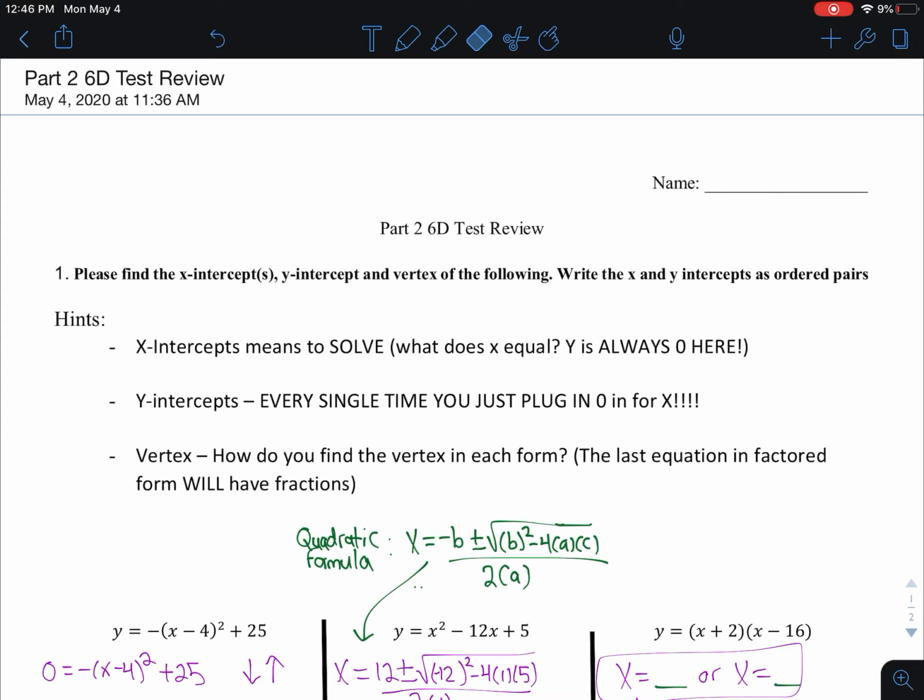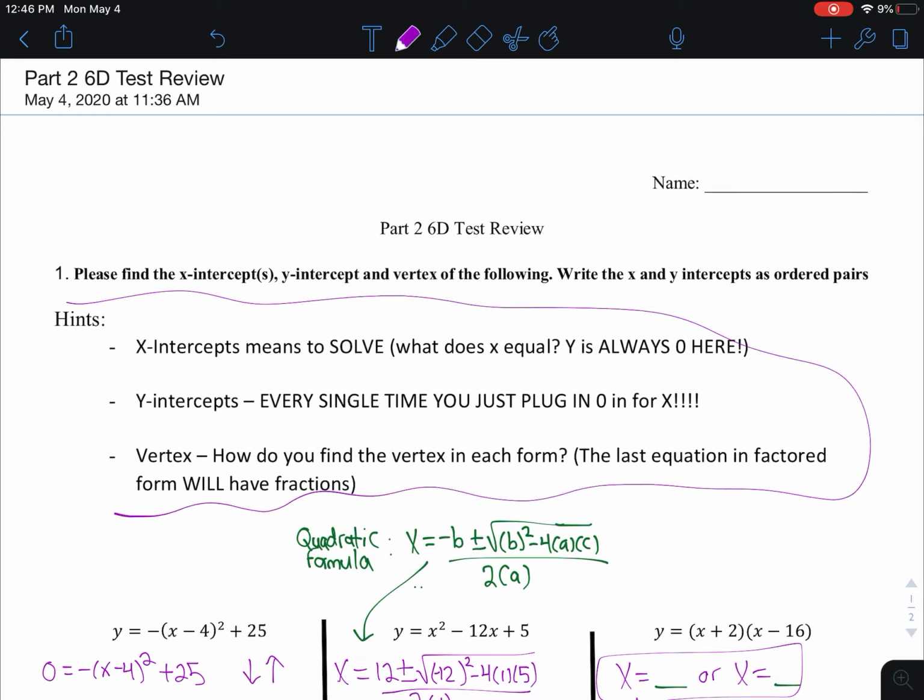This is a video for part 2 of the test review. Again, this is going to be like the second part of your test, just different numbers. What you're going to have to do is find x-intercepts, y-intercepts, and the vertex in all three forms. Now again, if you need a little bit more help, you can read these hints right here. I'm just going to go ahead and give you a head start in some of the questions and give you ideas of what you should do.